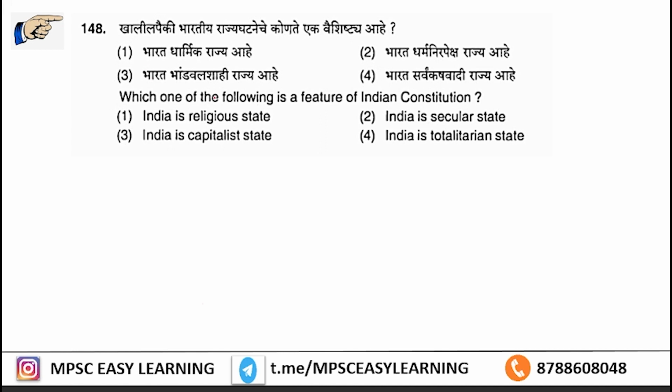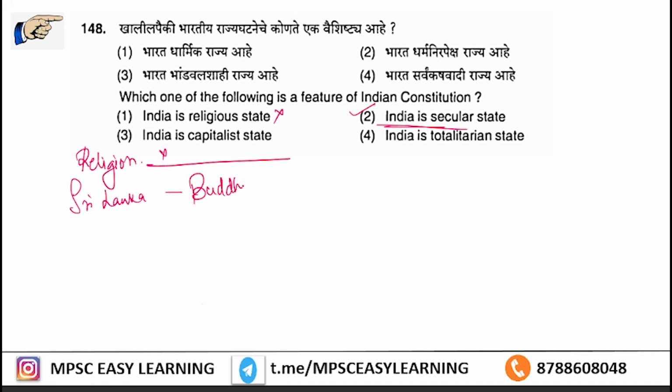Next one. Which one of the following is a feature of the Indian Constitution? India is a religious state, India is a capitalist state, India is a secular state, or India is a totalitarian state. यहाँ आपका जवाब है India is a secular state. Does India have a religion of its own? मतलब एक ही religion है जो सबको follow करना ही है. कोई declared religion? No. So India is not a religious state. For example, if you see Sri Lanka, एक declared religion है ना उनका, that is Buddhism. So Sri Lanka एक religious state हो जाता है, but India is a secular state.